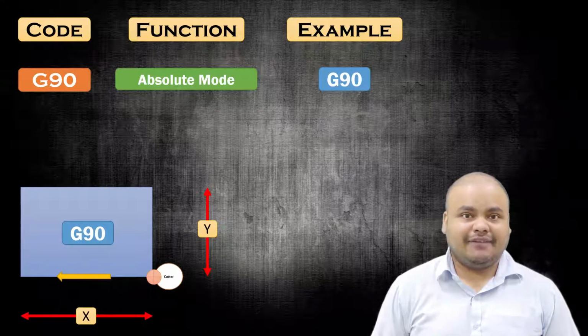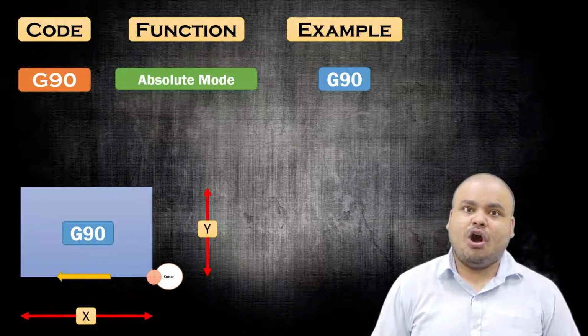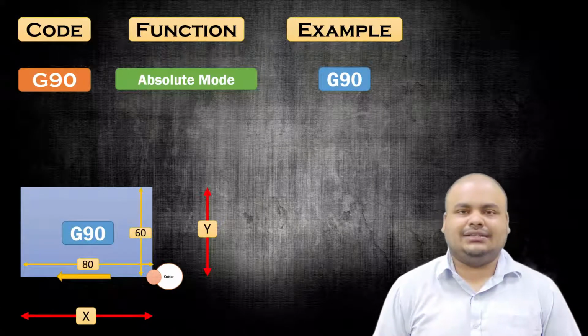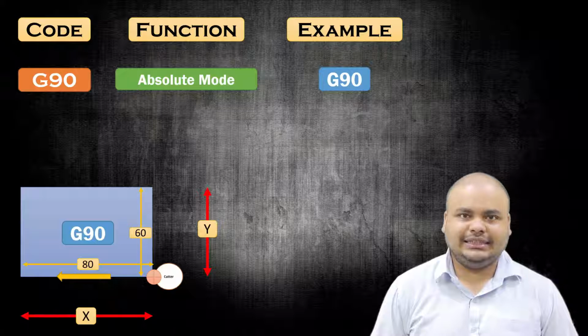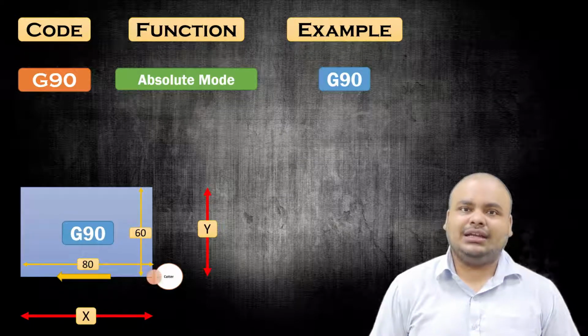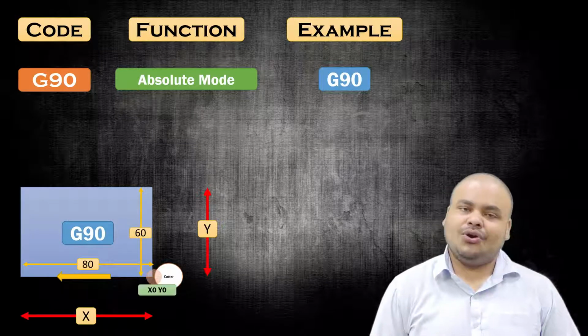Here you can see we are having a rectangular block with a dimension of 80 millimeter length and 60 millimeter width, as the slide is showing you. You can see that, and the cutter, that orange color blinking mark there, that is the reference point of the cutter, and the value of that one is how much, X0 Y0.